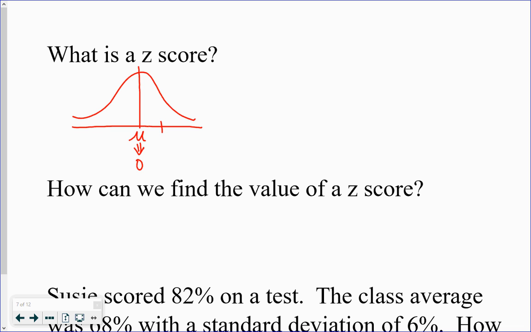So if you are 1 standard deviation above the mean, the Z-score would be 1.0. If you're 2 standard deviations above the mean, you would have a Z-score of 2.0 because you're 2 jumps above. Or if you're 3 jumps above, you would have a Z-score of 3.0. If you go down, then 1 jump down would have a Z-score of -1, -2, and -3.